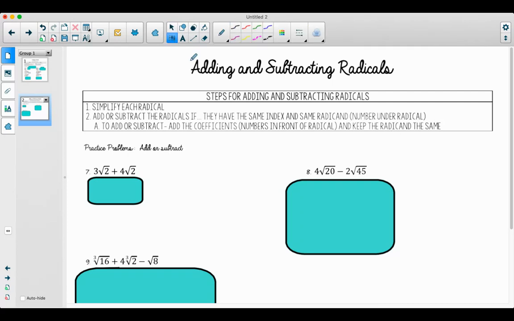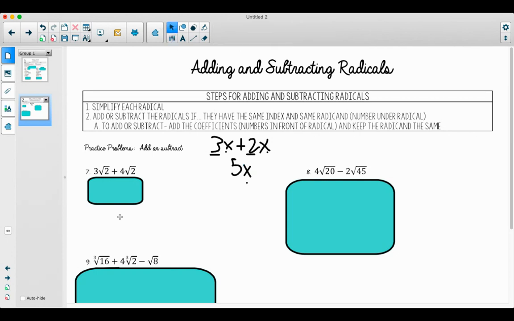So think back to Algebra 1. If we had 3x plus 2x, we could add them because they're like terms, it would be 5x. Notice that all I did was add the numbers in the front, the coefficients, and I kept the x's the same. I didn't change it to x squared. Same logic here when we're adding and subtracting.